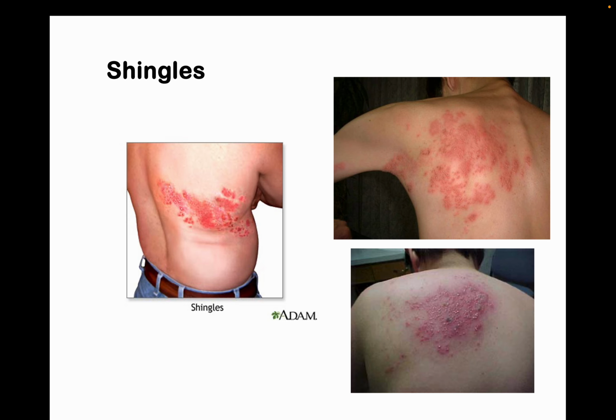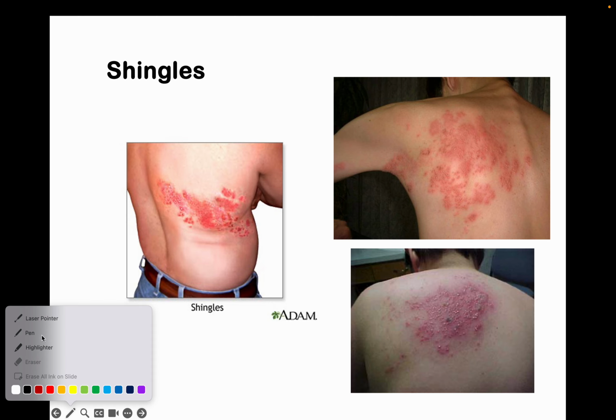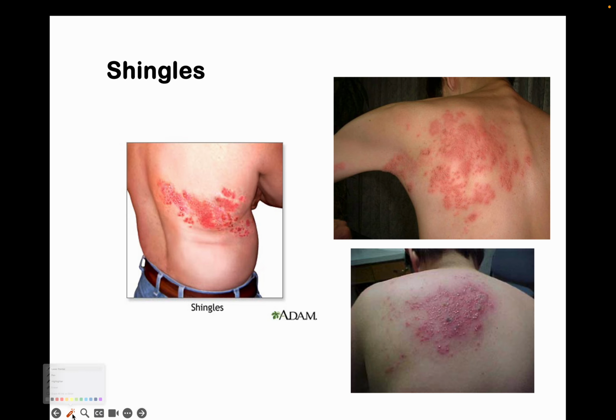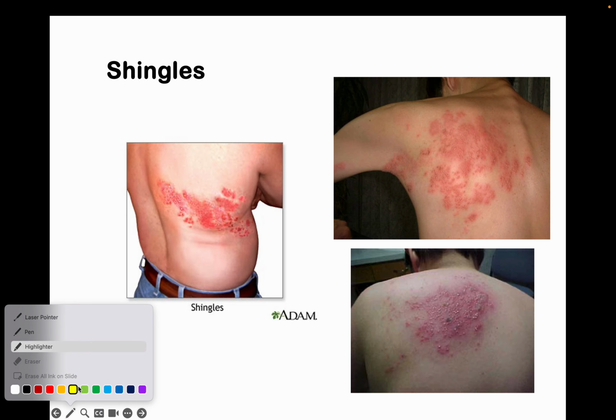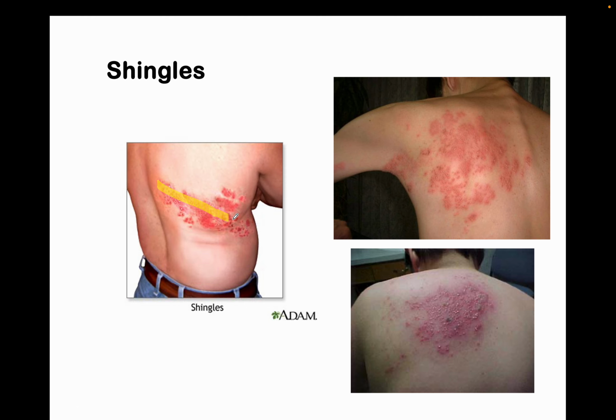Okay, then we have shingles. Shingles is caused by the herpes zoster virus. The primary symptom is painful blisters. The blisters look like a single stripe of blisters on an area of the body. So here you can see in this picture, let's have my highlighter, it's a painful strip of blisters.